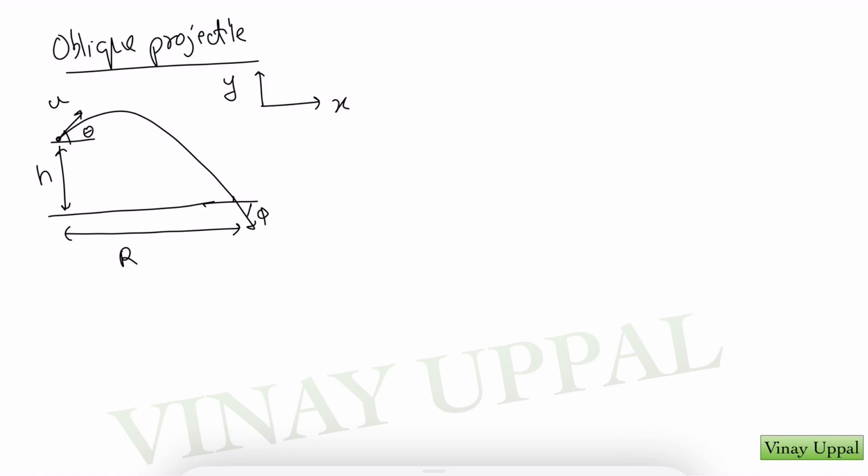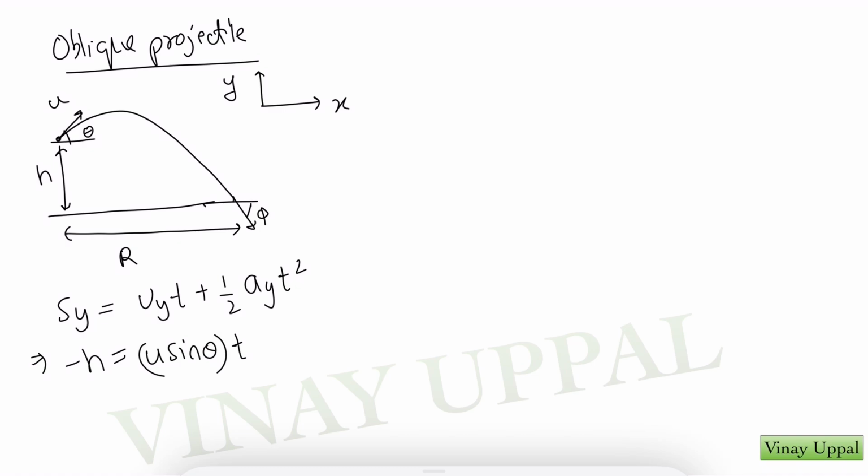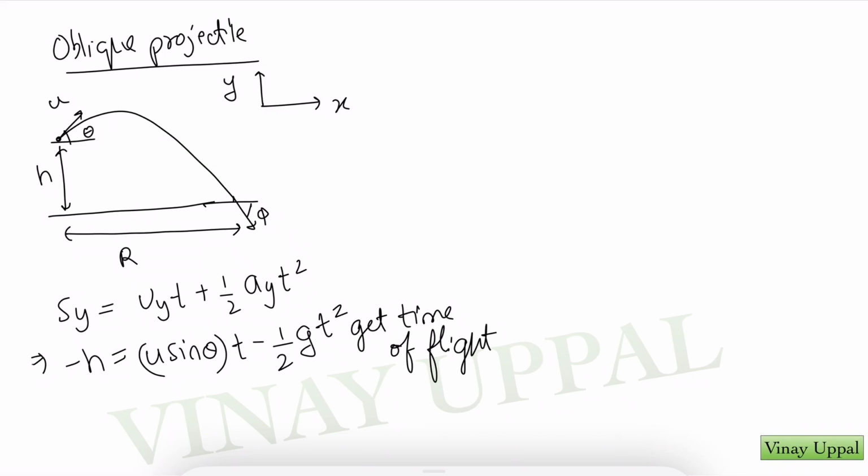Let me just write down first the equation. I know that the displacement has a y component of minus h. This is the displacement vector. So it has a y component of minus h because I have taken upward as positive y-axis. So displacement in y component is equal to uy t plus half ay t squared. So sy would be minus h, uy would be u sine theta times t. And what about acceleration? The acceleration is g downwards, so it will be minus g. So this is how you will get your time of flight. This is the way it's usually done in order to get the time of flight.